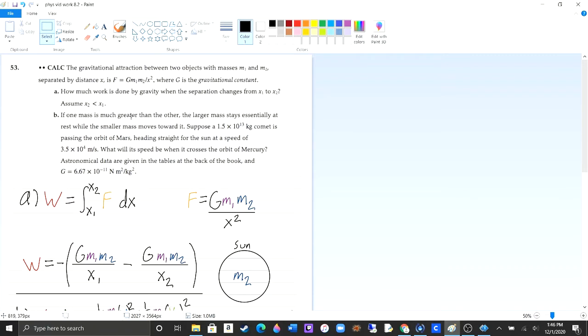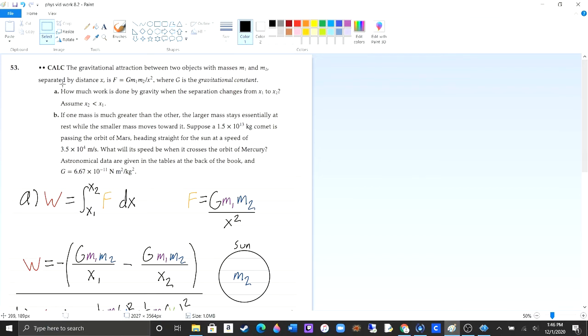So this question is going to be number 53. We have to find how much work is done by gravity when the separation of two objects with masses m1 and m2 changes from x1 to x2. And we're assuming that x2 is less than x1 because it's moving closer.